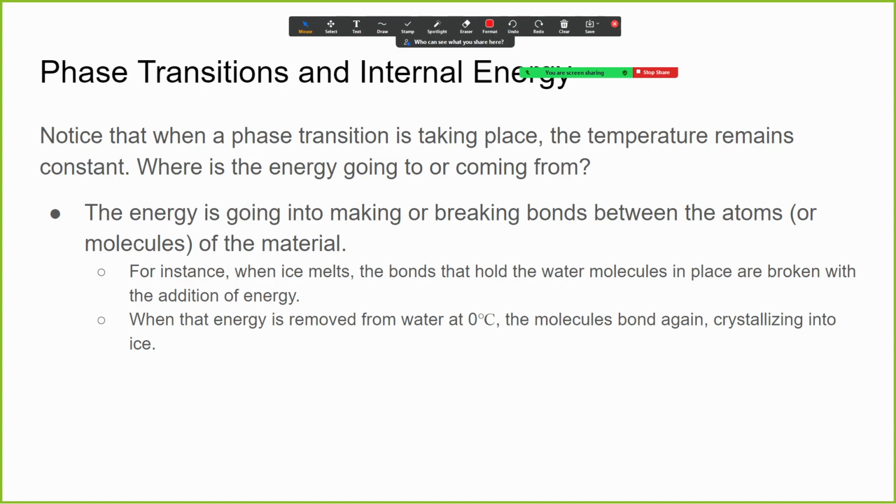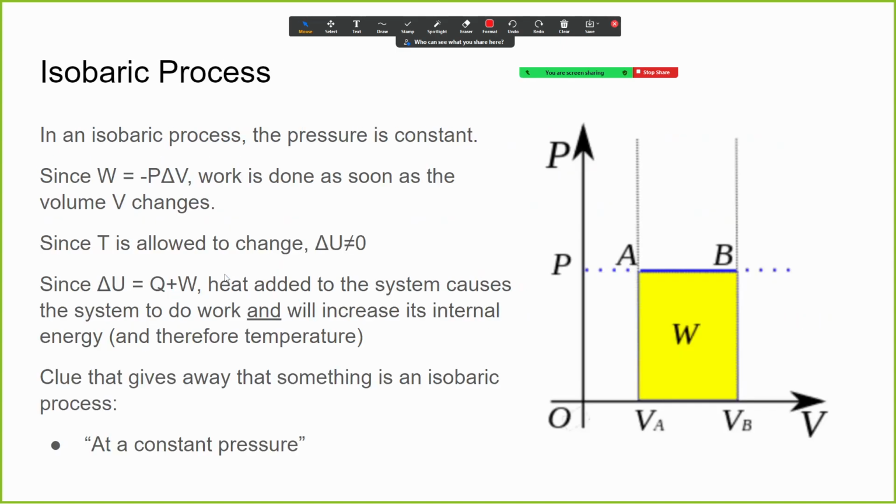You may have that question, and I know that we really want to learn about chemistry. The energy is going into making or breaking bonds between the atoms or the molecules of the material. If you think about water, when ice melts, the bonds that hold the water molecules in place are broken when you add energy to it. When that energy is removed from water at 0 degrees Celsius, the molecules bond again and crystallize into ice. So you can see how this keeps going back and forth with the bonding and breaking of bonds between the atoms of a fluid that we're talking about here.